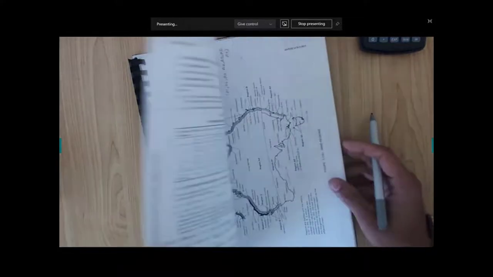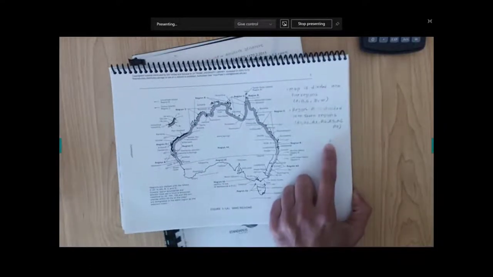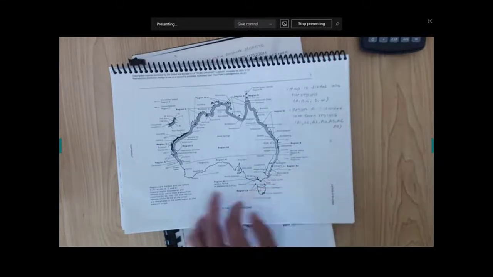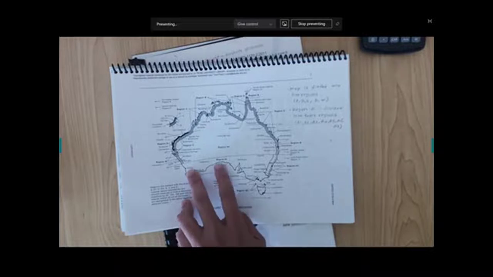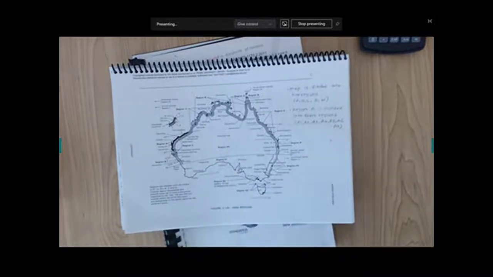To determine the region, we just turn the page over, and we have page number 17. On page number 17, we have the region of Western Australia, and Western Australia is in Perth. So over here in Perth, we are sitting in region A1. Everyone agree? I can stop here and give you some time to understand.